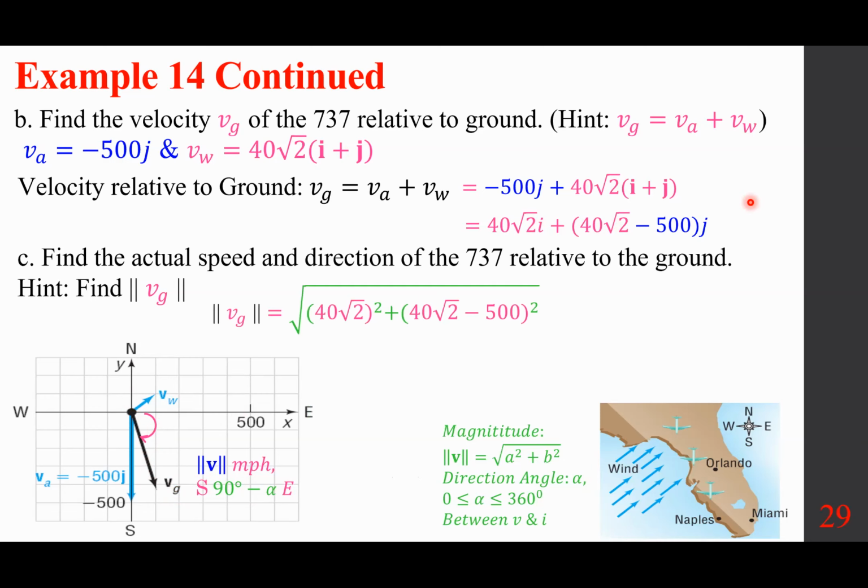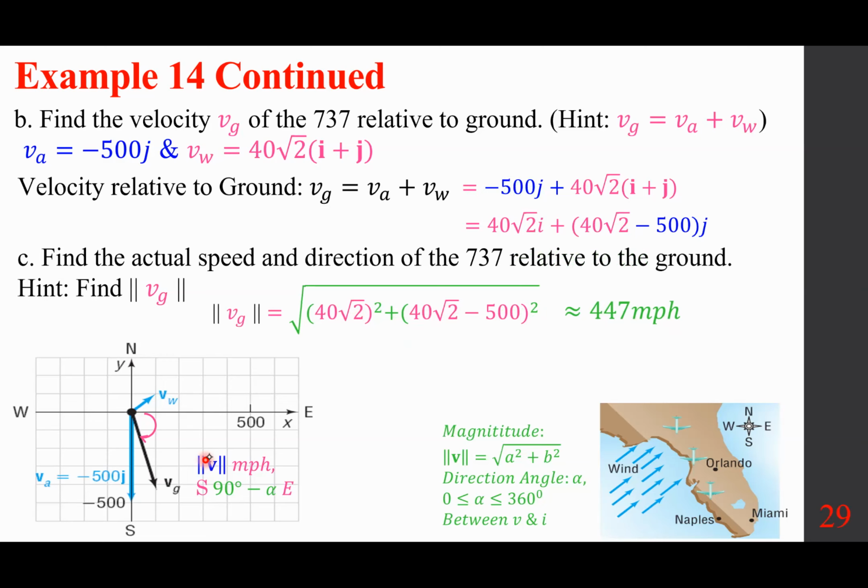All right, so the magnitude: 40 square root of 2, quantity squared, plus 40 square root of 2 minus 500, quantity squared. Obviously you use a calculator, you simplify, and use however many decimals they want. Normally they want 1 decimal. This does have a couple of steps using a calculator, ending up with 447 miles per hour. So we got the speed.